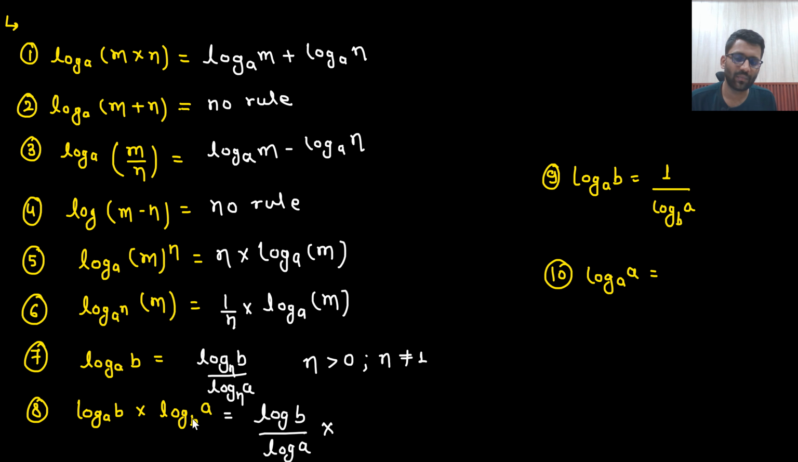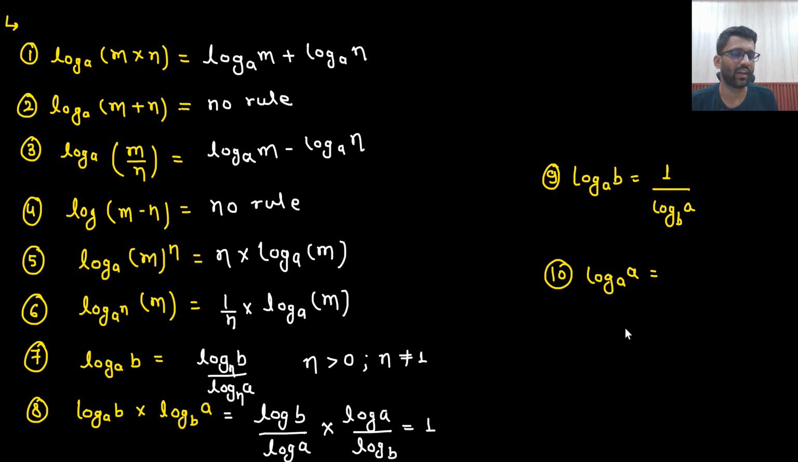And this log_a b can be written as log b by log a. The base will come downward. So log b and log b get cancelled, log a and log a get cancelled. So what will you get? 1. So log_b a is 1 by log_a b, right? If you want to interchange the base and the argument, you will put 1 by log_a b.